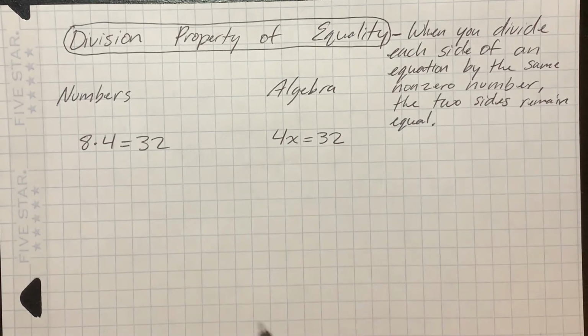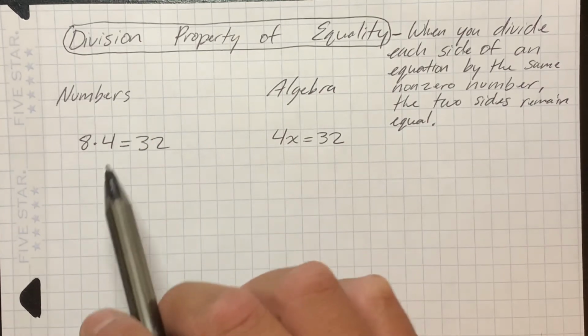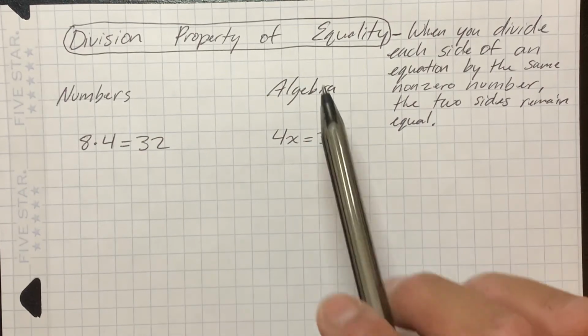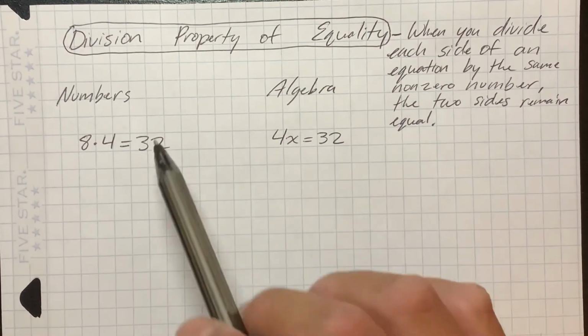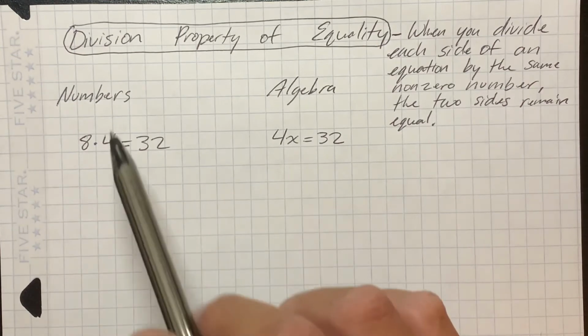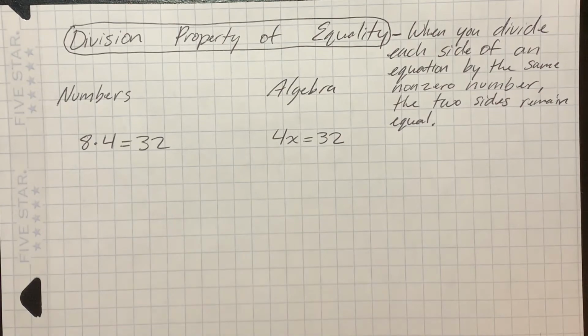So with this being said, we have a numerical expression or a numerical equation, and then we have an algebraic expression or an algebraic equation here. But because we have equal signs here, these are both equations. So a numerical equation and an algebraic equation. So we're going to solve these two.